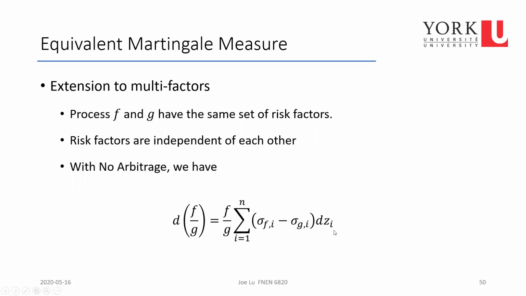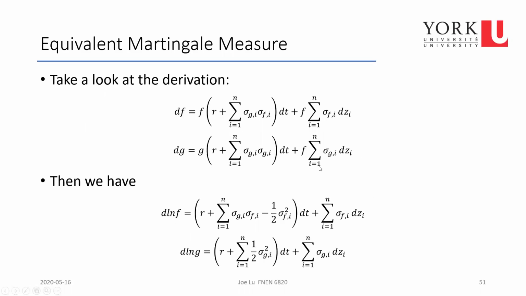Essentially, you have a whole bunch of Z, each one is Zi, so you have a whole bunch of dZi here. And you have a whole bunch of things that multiply to this dZi. Okay, now how do we get that? Essentially, we follow the same way.